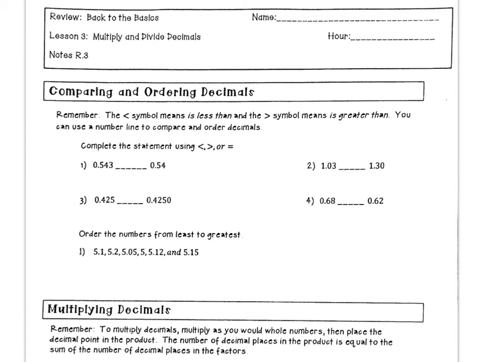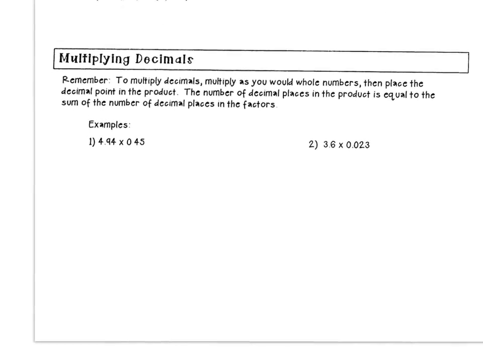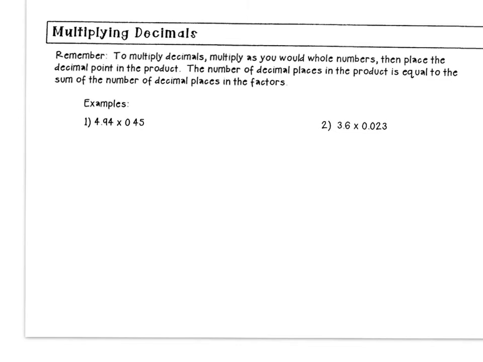Okay, now we're going to continue our notes, and we're going to review how to multiply decimals. So read along with me, please. Remember, to multiply decimals, multiply as you would whole numbers, then place the decimal point in the product. The number of decimal places in the product is equal to the sum of the number of decimal places in the factors. Okay, so it sounds like you can just multiply them like regular whole numbers and then worry about the decimal place later. Okay, so here we go.